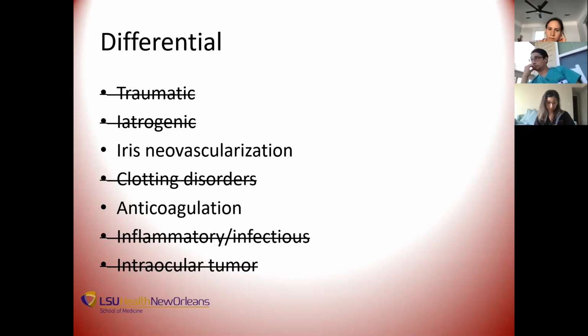So as far as the differential goes, coming from that previous list, really no history of trauma, not iatrogenic, didn't have any clotting disorders, wasn't inflammatory or infectious, didn't really see a tumor on B scan. But we did see some NVI, and we couldn't entirely discount anticoagulation because he was on Apixaban for AFib. So perhaps that might have somewhat contributed to the cause of the bleeding.